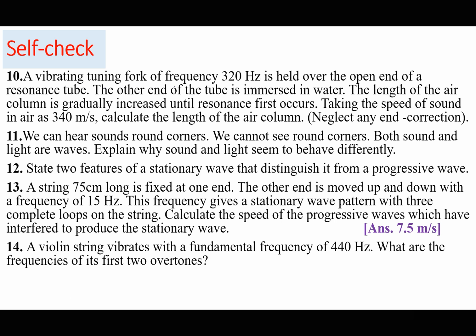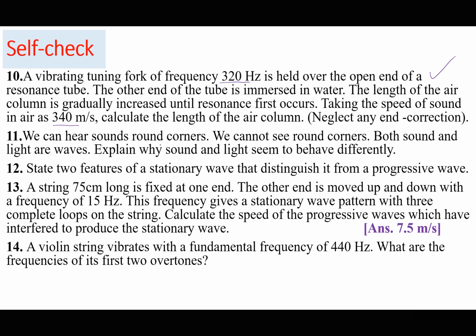A vibrating tuning fork of frequency 340 is held over the open end of a resonance tube. The other end of the tube is immersed in water. The length of the air column is gradually increased until resonance first occurs. Taking the speed of sound in the air to be 340, calculate the length of the air column. So you should try this because I gave an example.